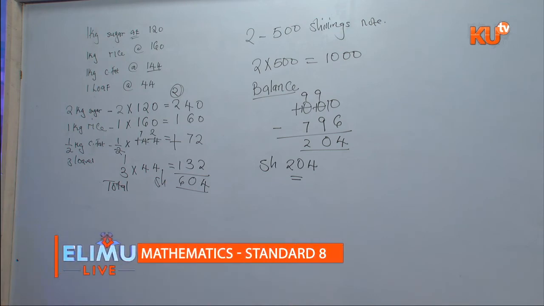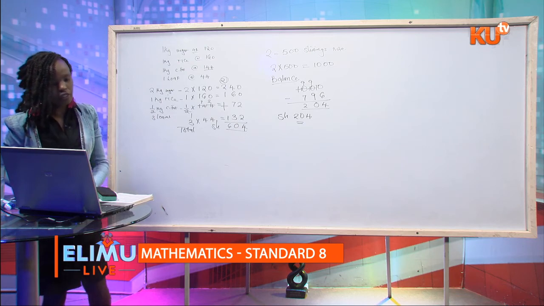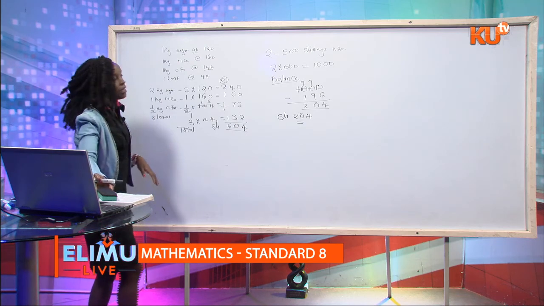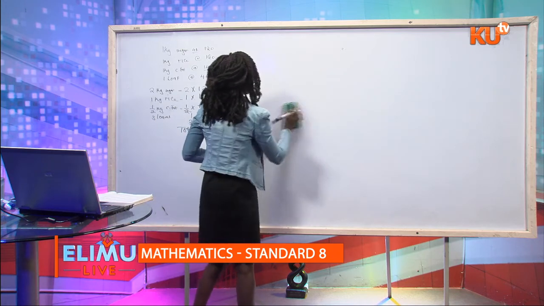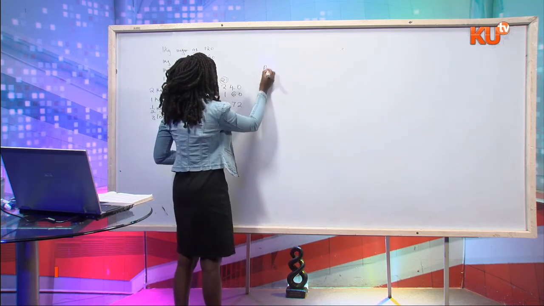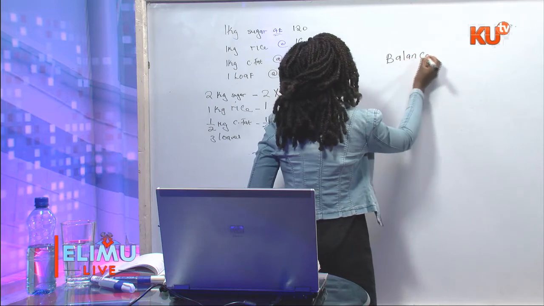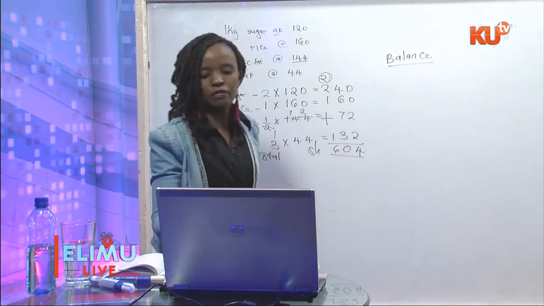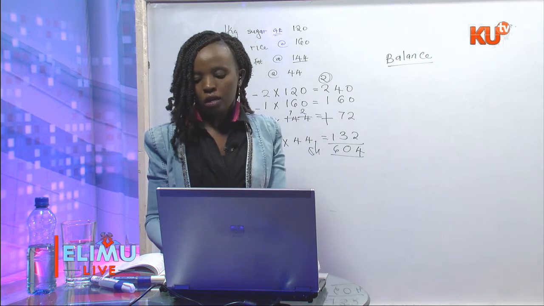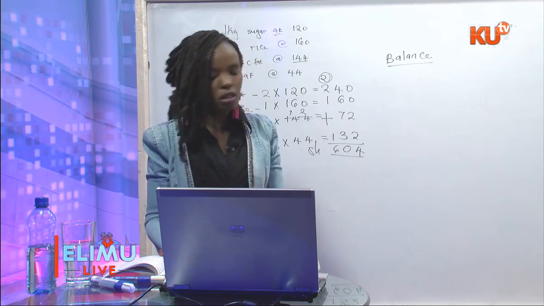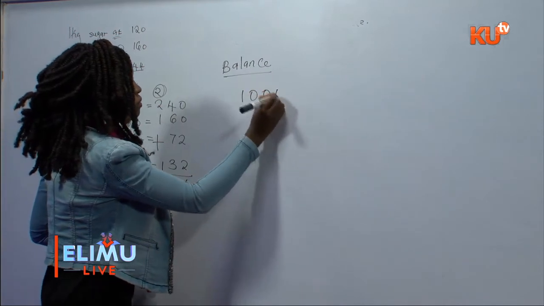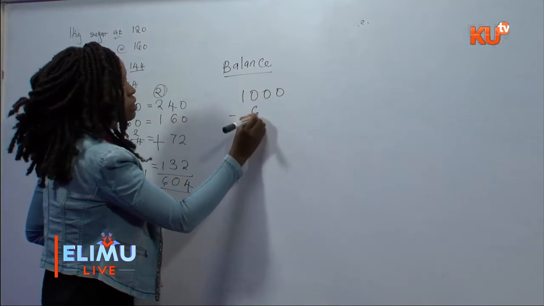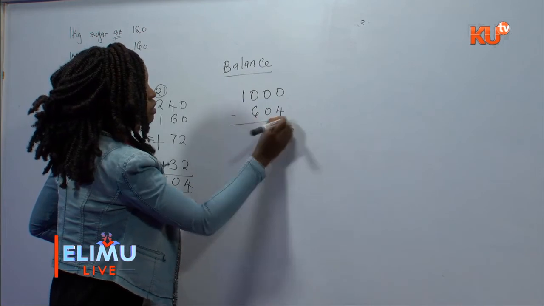Then we're told that she gave the shopkeeper a 1,000 shillings note. What balance did she get? We are calculating the balance. Remember, to get the balance, you take the amount of money that was given out minus her bill or the total cost. That is 1,000 minus 604 shillings.